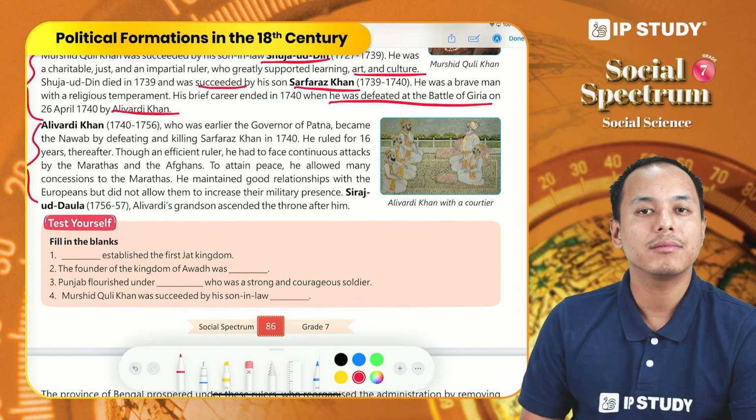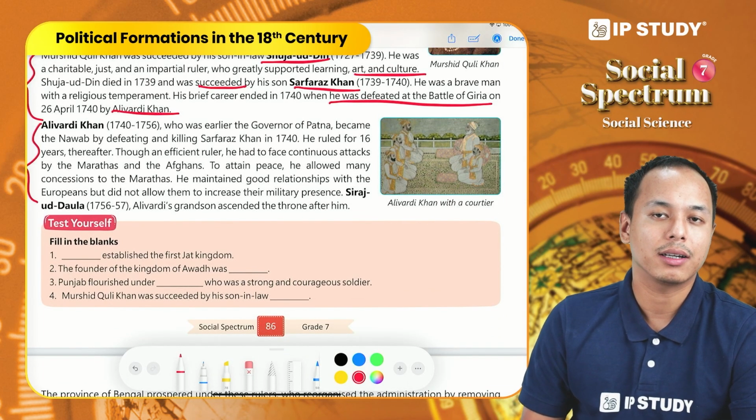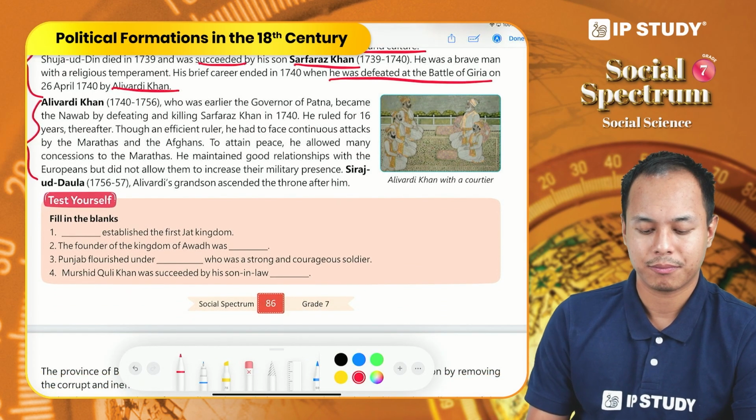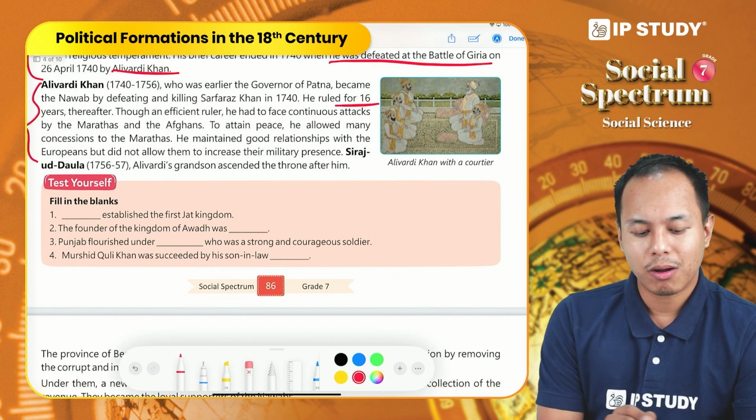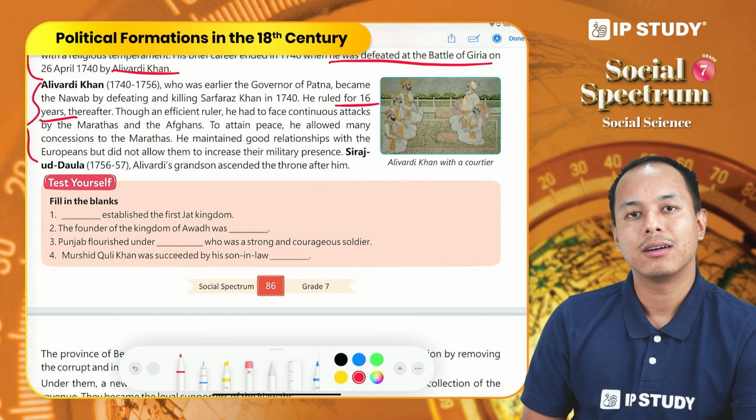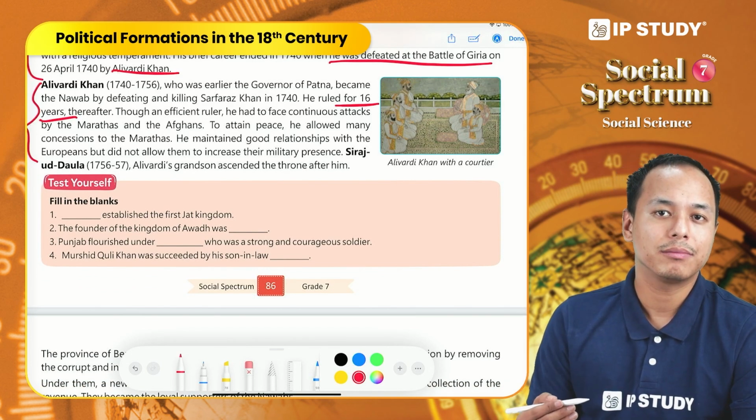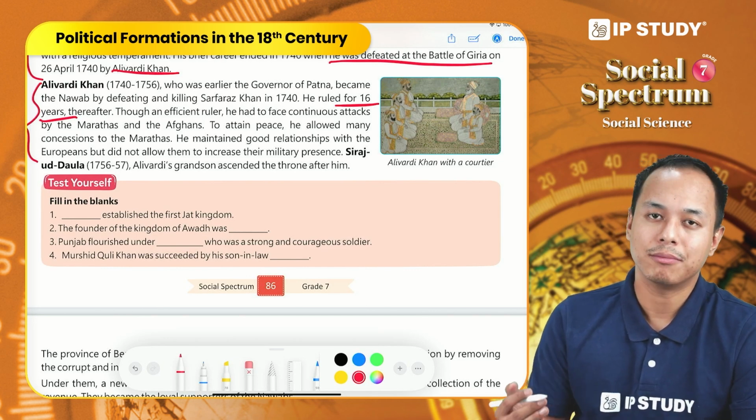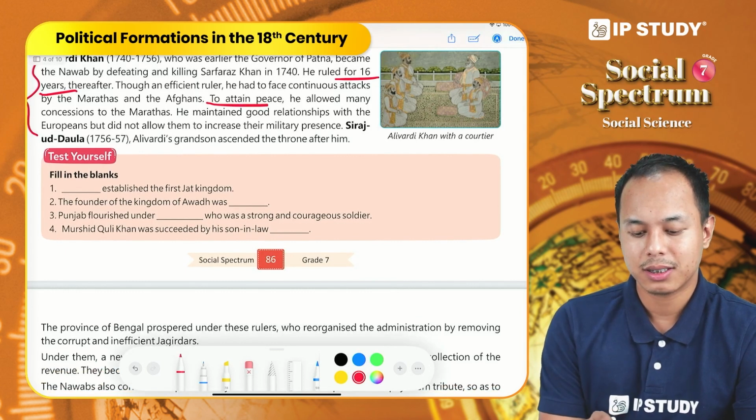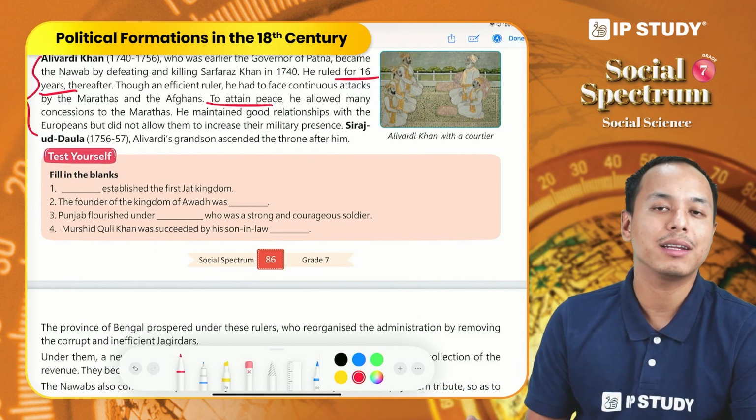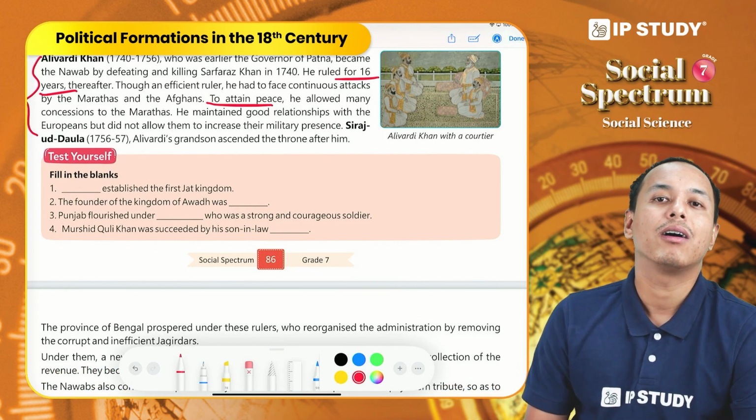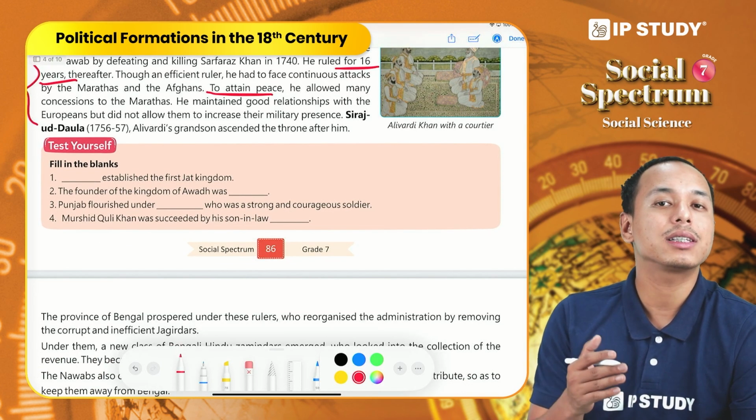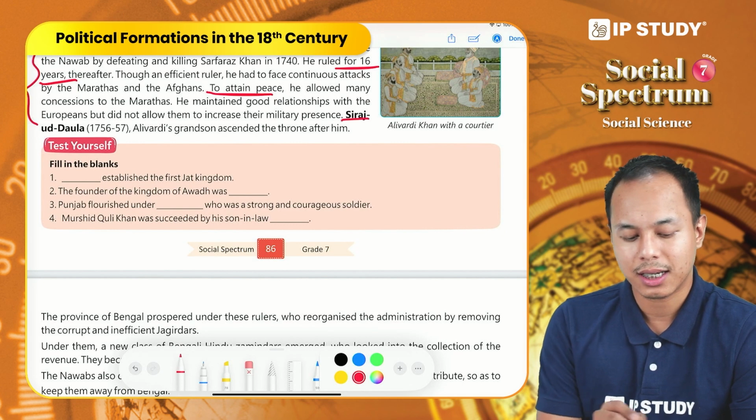Alivardi Khan became victorious in the Battle of Giriya and then became the Nawab of Bengal. He ruled for almost 16 years. Though he was a very efficient ruler, during his rule he faced constant attacks from the Afghans and the Marathas. Thus, in order to attain peace, he had to make a treaty and pay tribute to the Marathas. And Alivardi Khan was succeeded by his grandson Sirajud-Daulah.